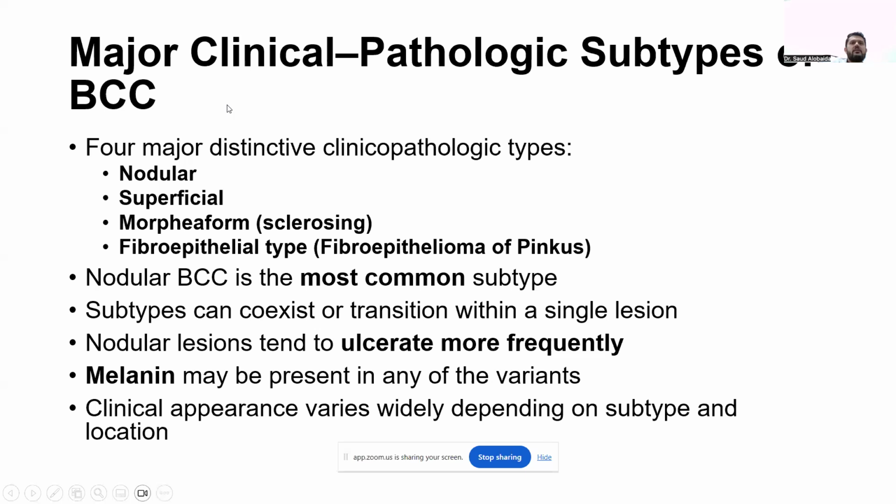The major subtypes, and this is clinicopathological, are nodular, superficial, morpheaform, and fibroepithelioma of Pinkus. So nodular is the most common type, compared to superficial spreading in melanoma. You can have more than one subtype in one lesion. Nodular ulcerates more. Melanin could be present in all subtypes.